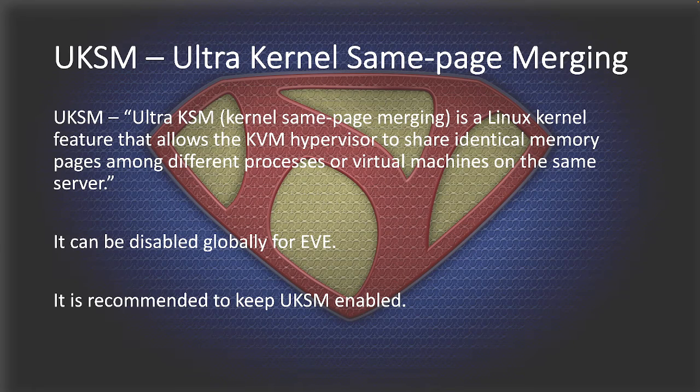It is a Linux kernel feature that allows the KVM hypervisor to share identical memory pages among different processes or virtual machines on the same server. It helps EVE-NG optimize the resource allocation between the virtual machines. They reuse some spare resources not used by other virtual machines, like memory and CPU, and it can save resources on the machine.